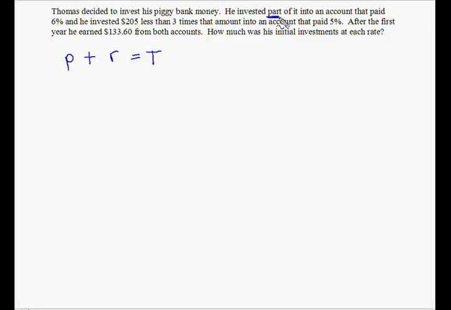He invested part, that's our P, into an account that paid 6%, and he invested $205 less than 3 times that amount. That, referring back to the part that you've already invested. So we have that the rest is really equal to $205 less than, remember that's written backwards, 3 times the initial part.